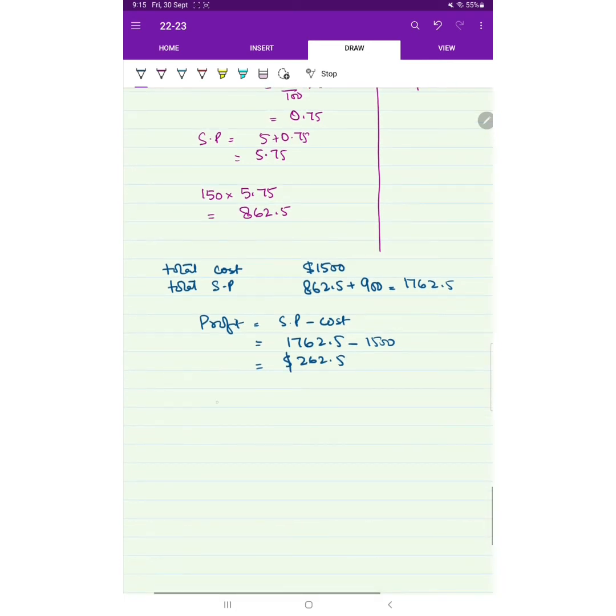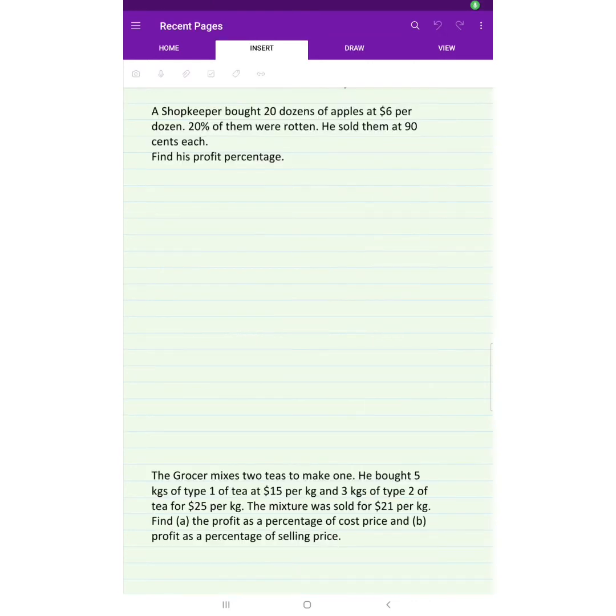What do I have to find? I have to find percentage profit. Percentage profit is going to be profit over cost multiplied by 100. So 262.5 divided by 1500 multiplied by 100 will give me 17.5%. Okay.